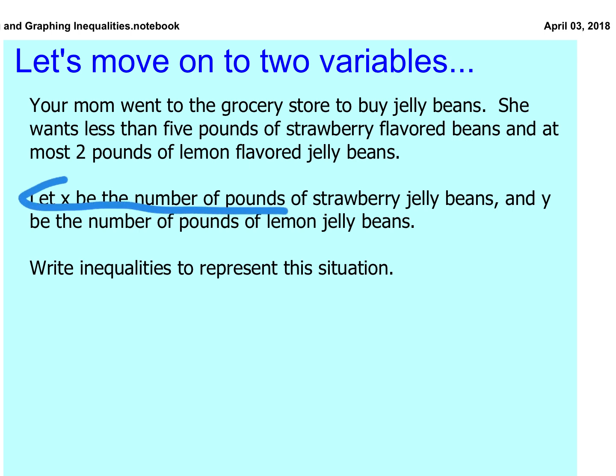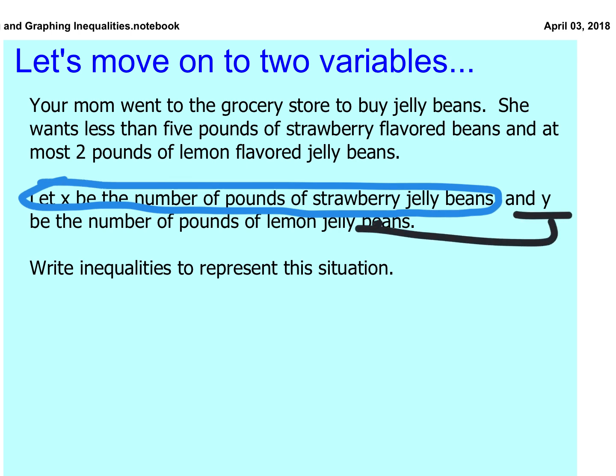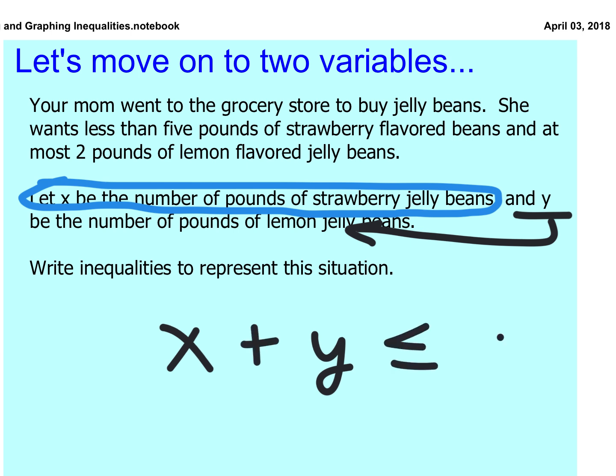Let X be the strawberry jelly beans. And Y is going to be the lemon jelly beans. And you're supposed to write an equation. Well, obviously it involves X and Y. And 9 times out of 10, you're adding the X and the Y, and then it's less than or equal to a number. That's how they usually work. Okay, well, let's see what this one is.